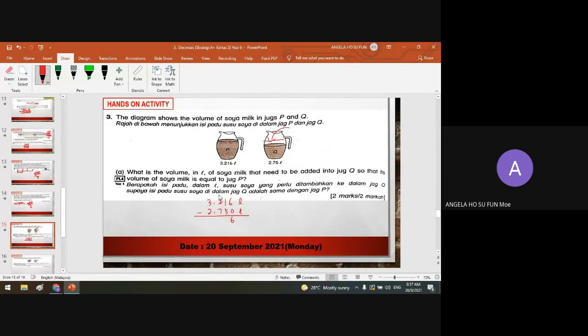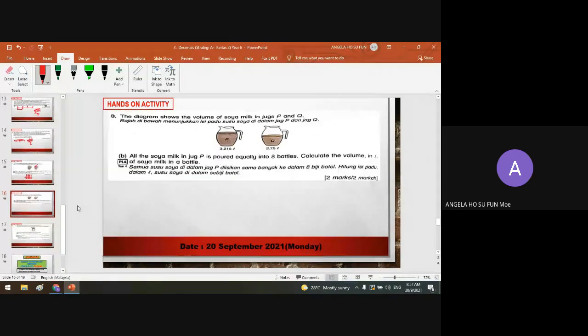I regroup. Here becomes 1, here becomes 11. 11 minus 5 is 6. 1 cannot minus, so I bring this one, 11. 11 minus 7 is 4. All right, decimal point. This is 0. So the answer is 0.466. All right, next. Same question, but got part B.